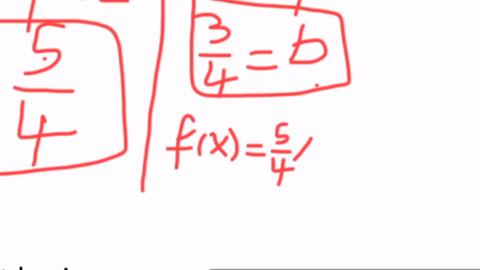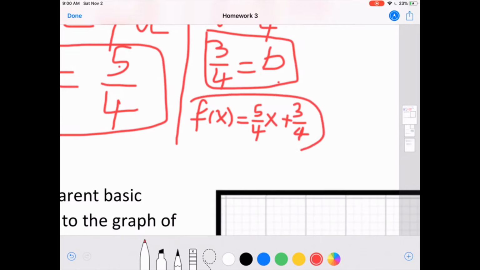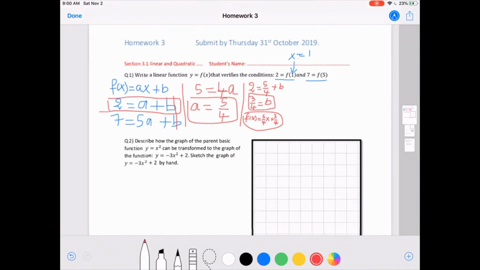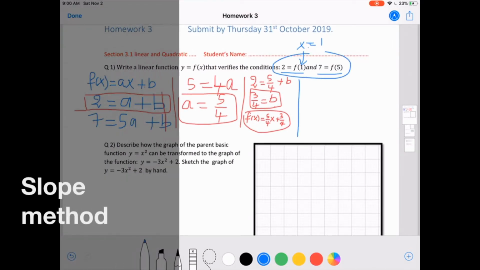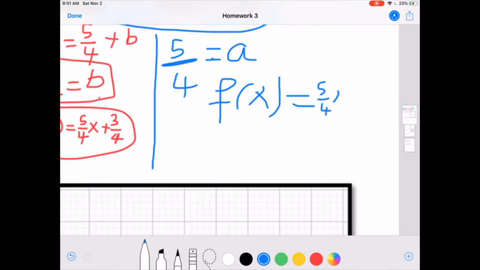Plug these values for a and b back in to get the linear function in the question. We can also use the slope method. We can use the given points to calculate the slope. Change in y is 5 and change in x is 4. That's your slope, 5 over 4, which is the value of a in our function. We plug this value of a into the function to get this expression.